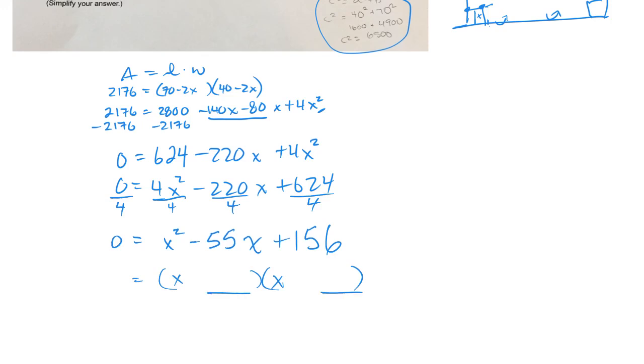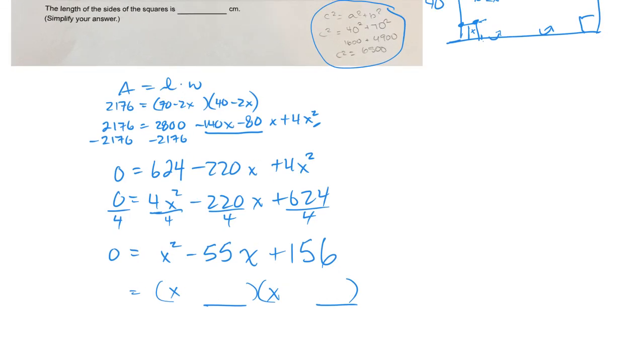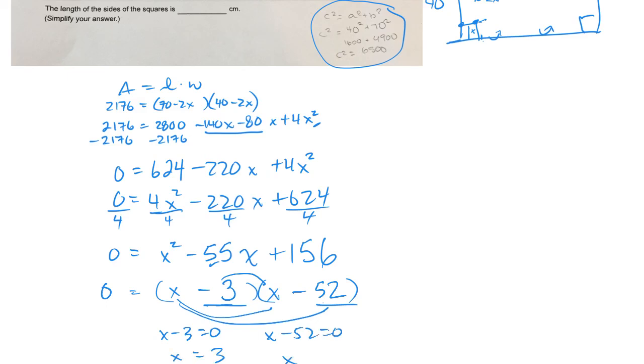So I will factor. I'm just looking at it and I'm thinking I might have made a mistake somewhere. I think it's pretty good. Okay, so I paused so I could figure that out. I think it's 3 times 52. So x squared minus 52 minus another 3 gives me that. And 3 times 52 is 156. So therefore, if it's equal to 0, either x minus 3 is 0 or x minus 52 is 0. So x is 3 or x is 52.